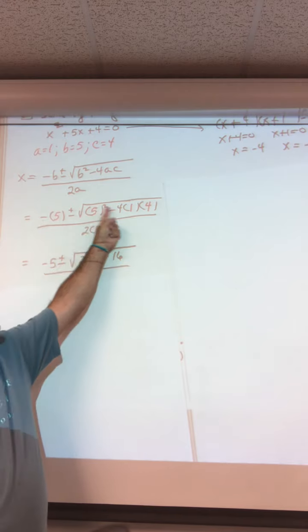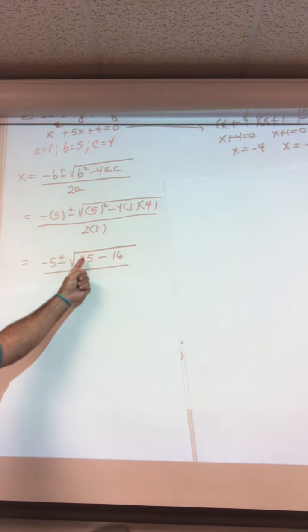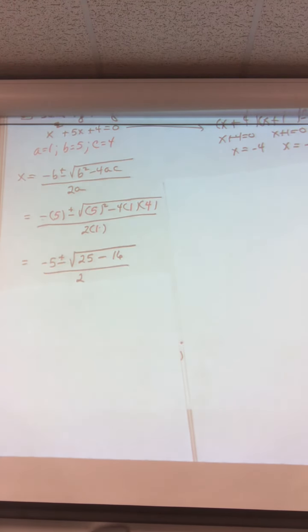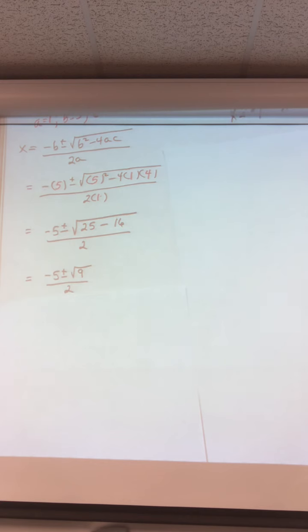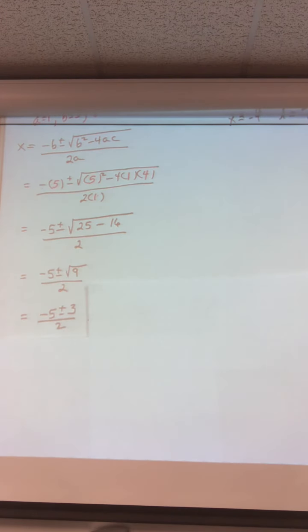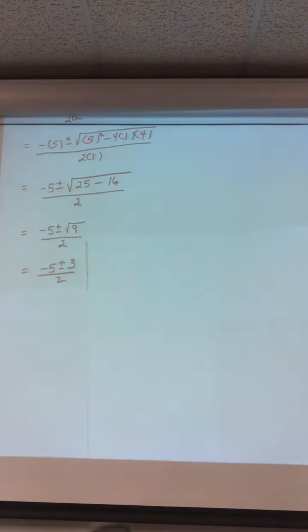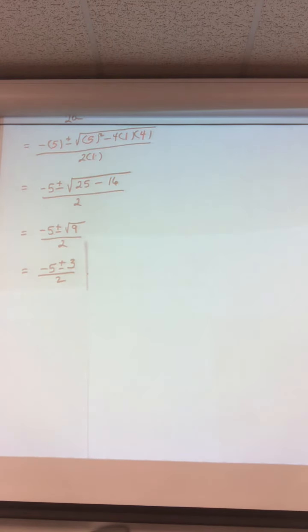Now do what's under the radical. So I squared and then I multiplied this out. Now, 25 minus 16 is 9. So that's negative 5 plus or minus the square root of 9. Now, the square root of 9 is 3. That's negative 5 plus or minus 3 over 2.